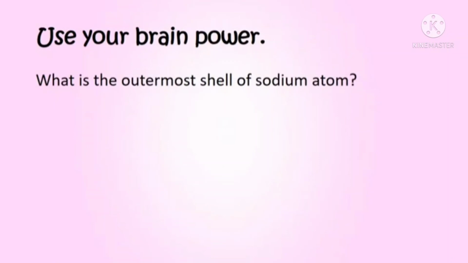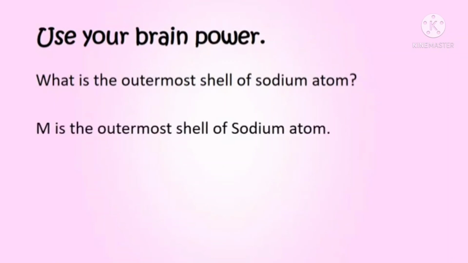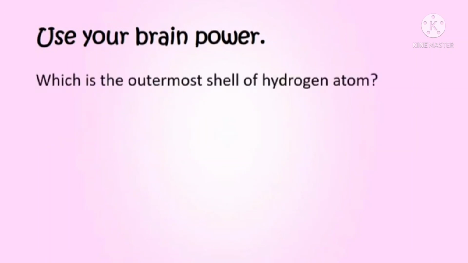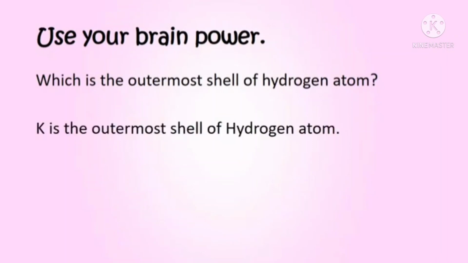What is the outermost shell of a sodium atom? We know that the atomic number of sodium is 11. So 2, 8, 1: K, L, M. Therefore, M is the outermost shell of the sodium atom. Which is the outermost shell of a hydrogen atom? We know that there is only 1 electron. So K is the outermost shell of the hydrogen atom. Only 1 shell.